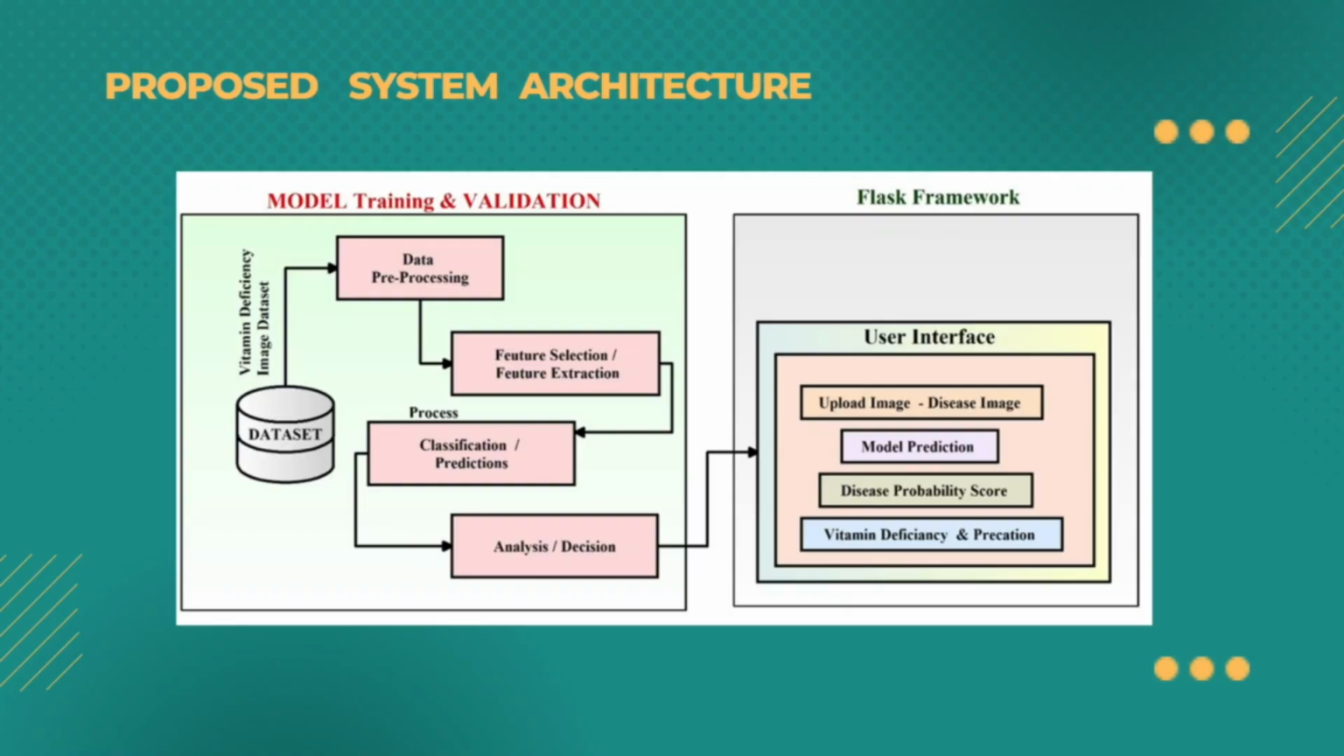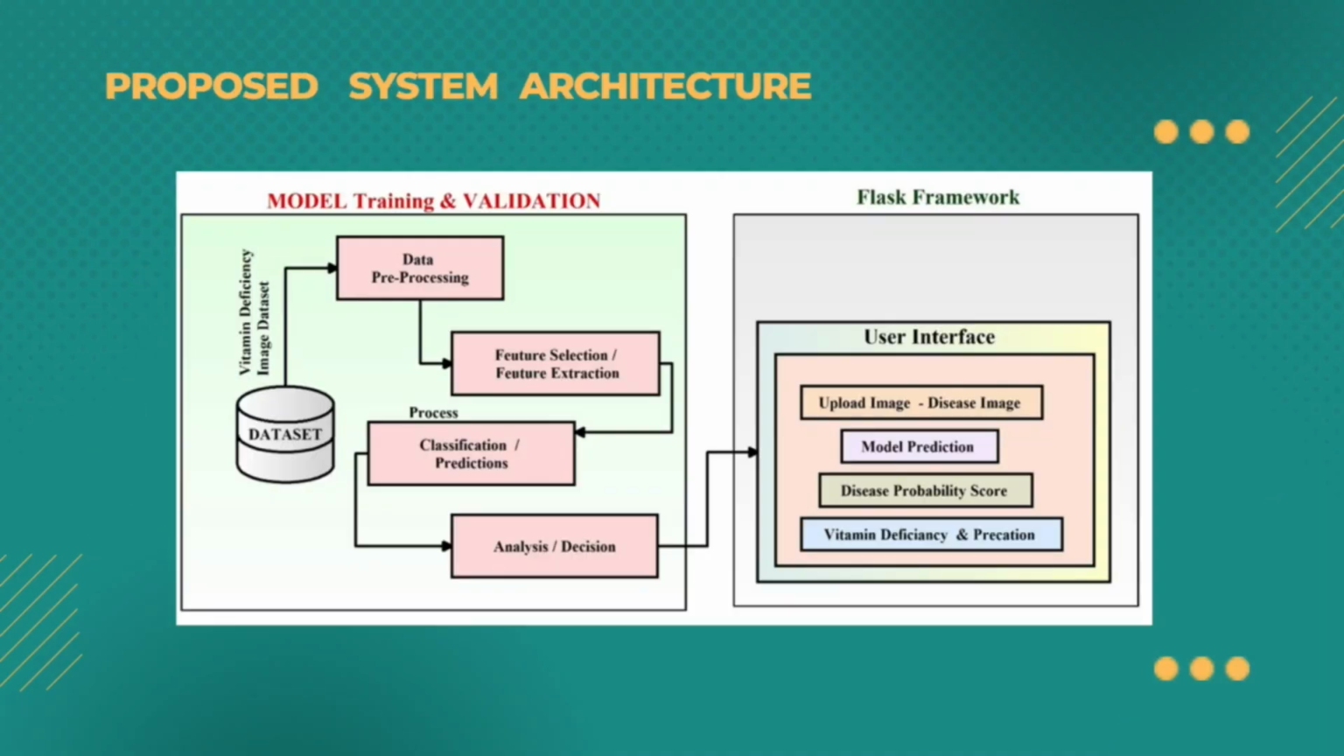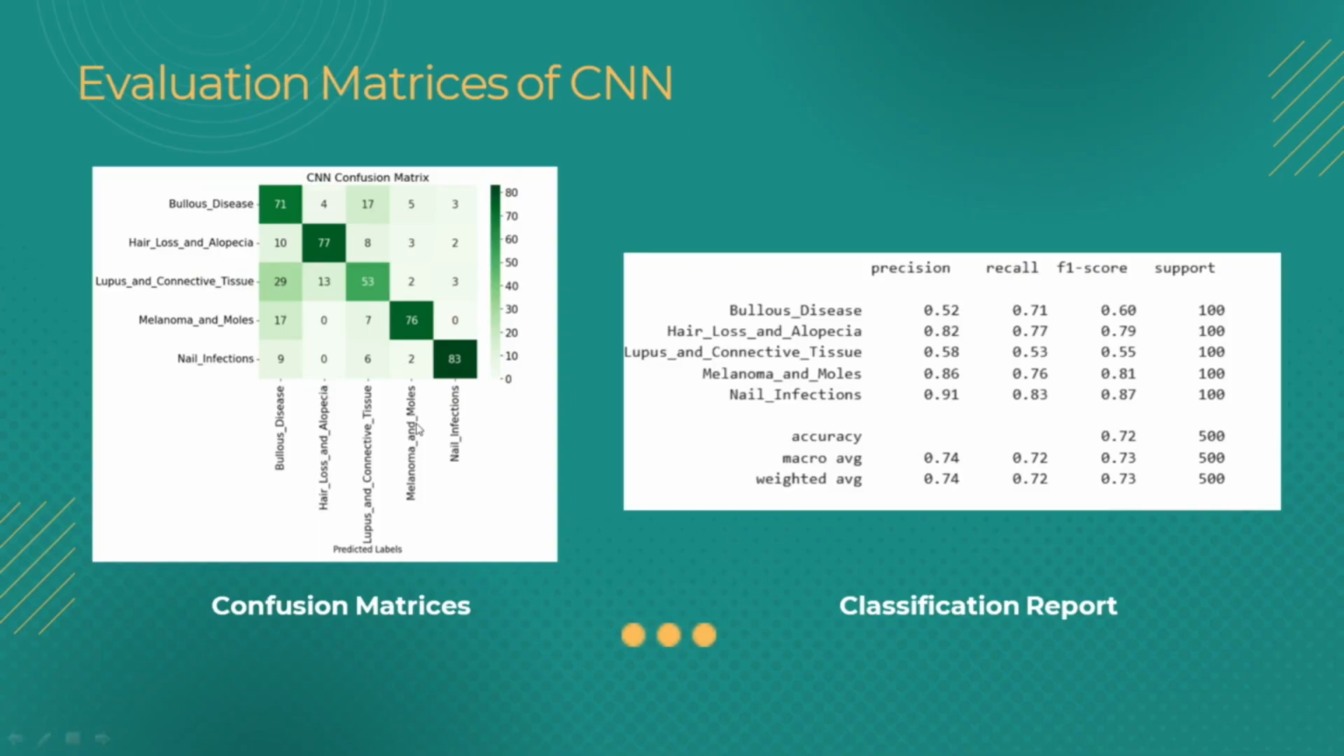This is the proposed system architecture. These are the steps that follow whatever we have discussed over here. As you can see, on the right side of the architecture diagram, we have the web interface. On the left side of the architecture diagram, we have the methodology diagram.